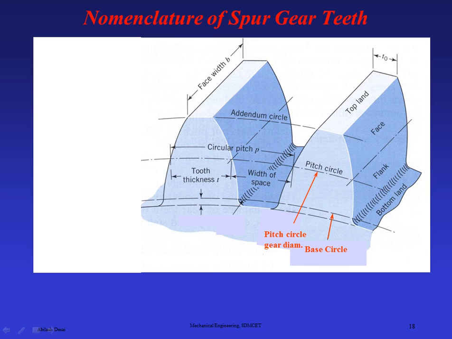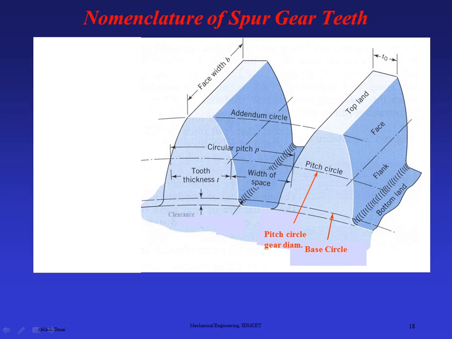So the width can be calculated. The entire tooth, from here to here, the total distance, can also be calculated, and the top portion is calculated by T0. So this thickness will be different, and this is the width of space. If the gap is there, that gap is also given as the width of space.